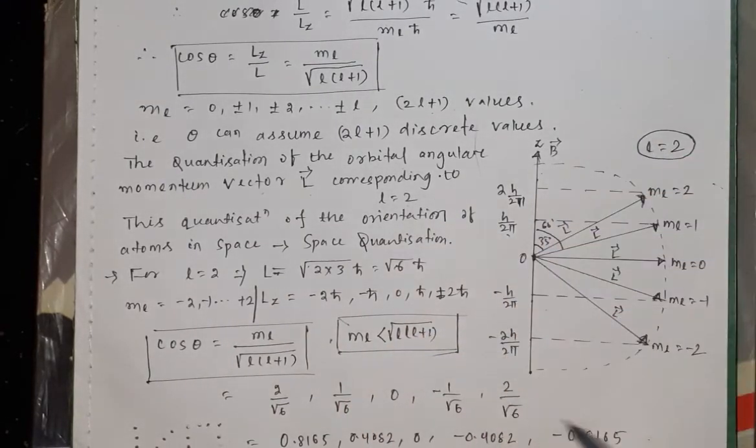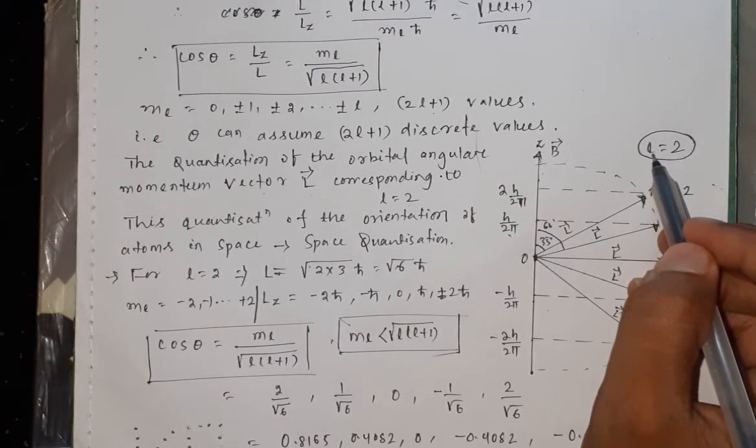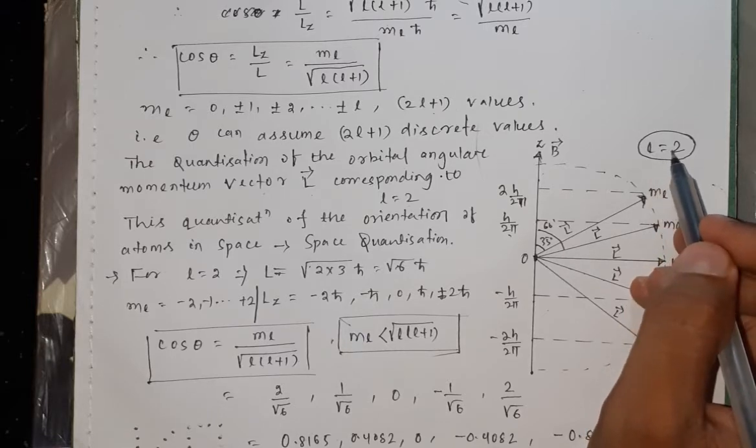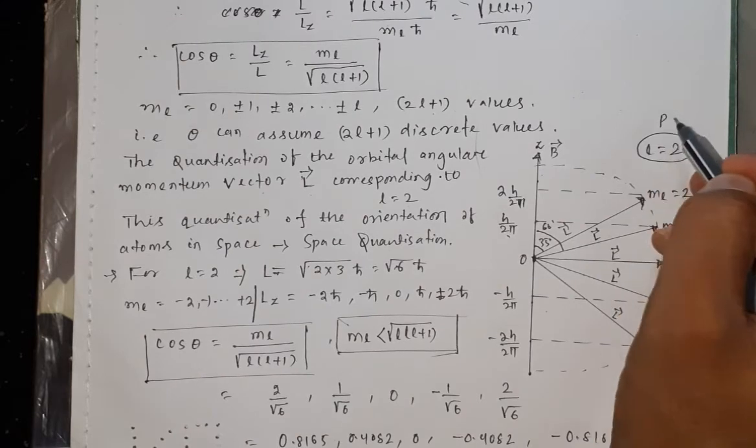Here I have shown you the quantization of the angular momentum vector L, where the orbital quantum number l equals 2. L equals 2 means we can say that this is a d shell.